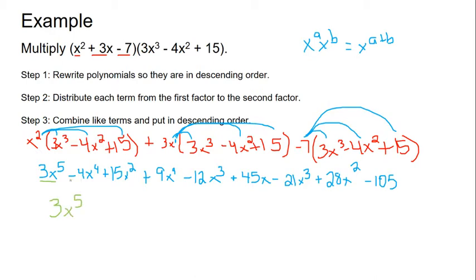Now our next one here is x to the 4th. Let's see if we have any other x to the 4th. So we got 9x to the 4th, and I don't see any more with x to the 4th. So we're going to add those two together. So we have negative 4 plus 9 gives us a positive 5x to the 4th.